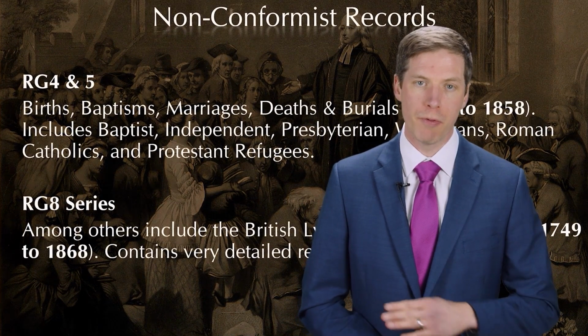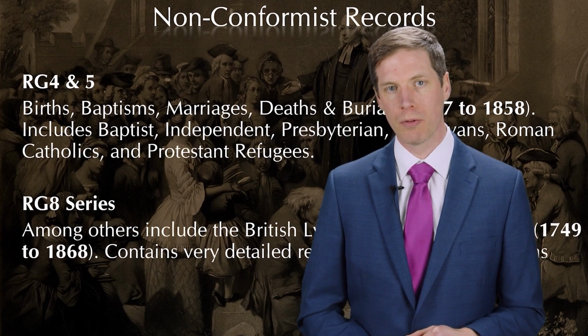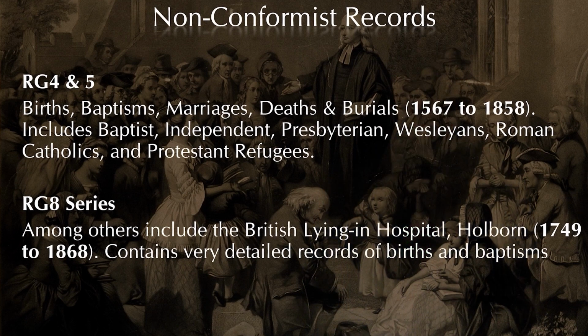Now, the Church of England parish records are only about half the story. The religious census of 1851 found about half of the country actually visited a non-conformist chapel of worship. So when you're looking before civil registration, before 1837, and you're looking for parish records, bear in mind that you also want to look at non-conformist records, such as RG4, which contained all the sorts of non-Church of England denominations that you're commonly aware of, people like the Baptists, Independents, Presbyterians, Wesleyans, Roman Catholics, even Protestant refugees that have fled to the country, would all be in RG4 and RG5.